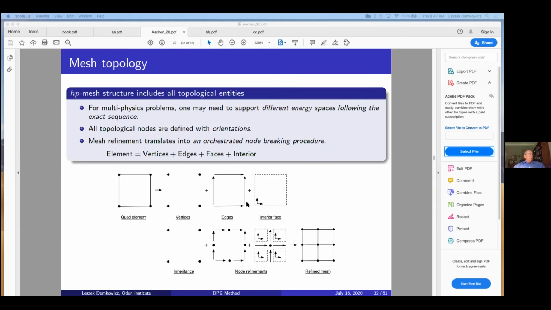So we view logically an element as a collection of vertices, nodes, so vertices, edges in 2D and the interior, and the process of breaking an element is translated into the process of breaking nodes. So if you want to break a quad element, you break the edges into two edges and the vertex, and you break the interior into four interiors, four edges, and the vertex. And that gives you then elements in the refined mesh. So the concept here of breaking elements is translated into the concept of breaking nodes.